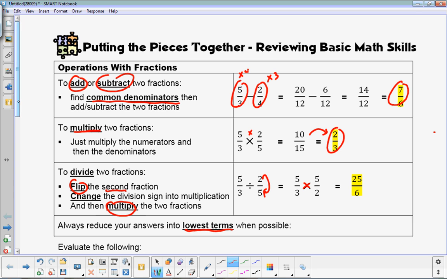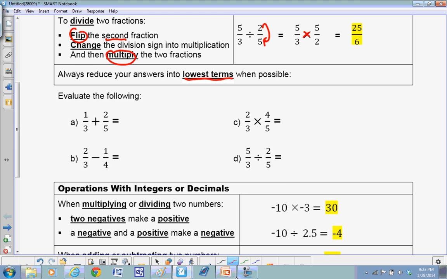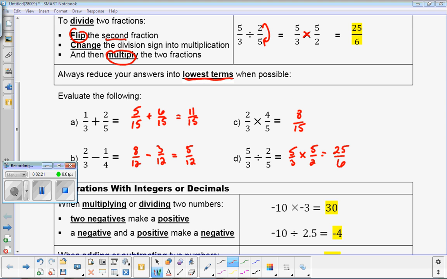So basically, fractions are relatively straightforward. What I'd like you to do now is to try the following fractions, pause the video, and then check your answer. Okay, and see how we did.